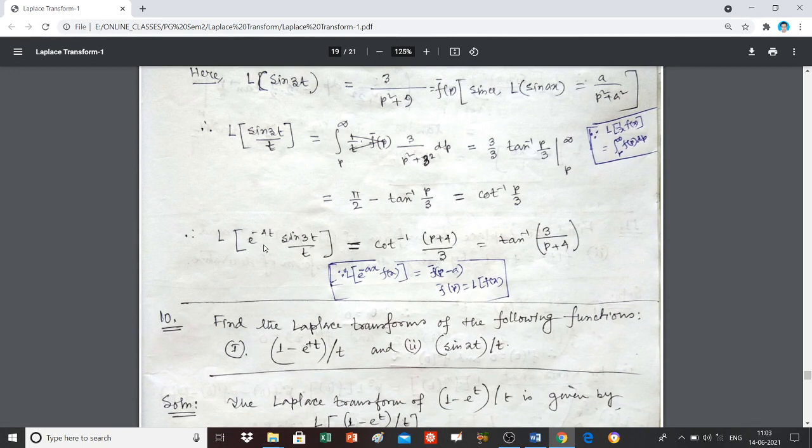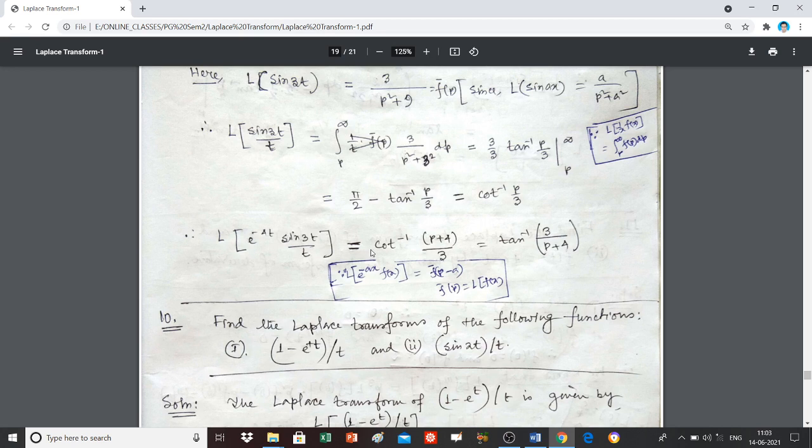So then, the Laplace transform of e to the minus 4t into sine 3t by t: you just use the first shifting property. The Laplace transform of e to the minus ax f(x) can be written as the Laplace transform F of p minus a, where F(p) is the Laplace transform of f(x). So you know this formula. This is the first shifting theorem. So in this case a is equal to 4.